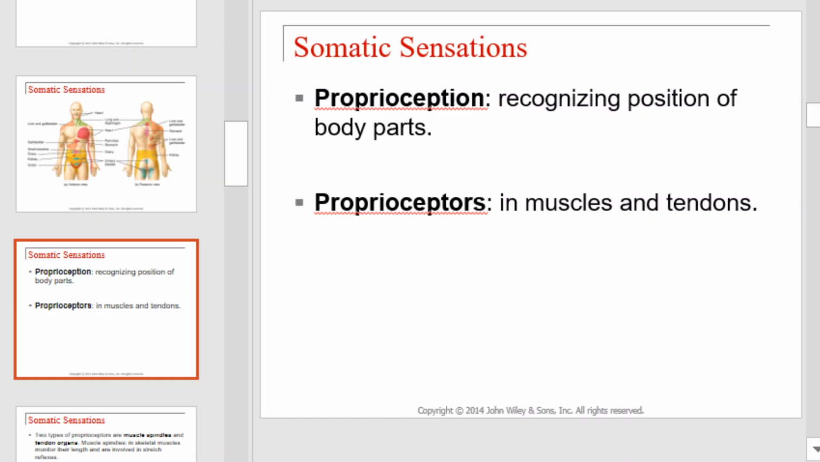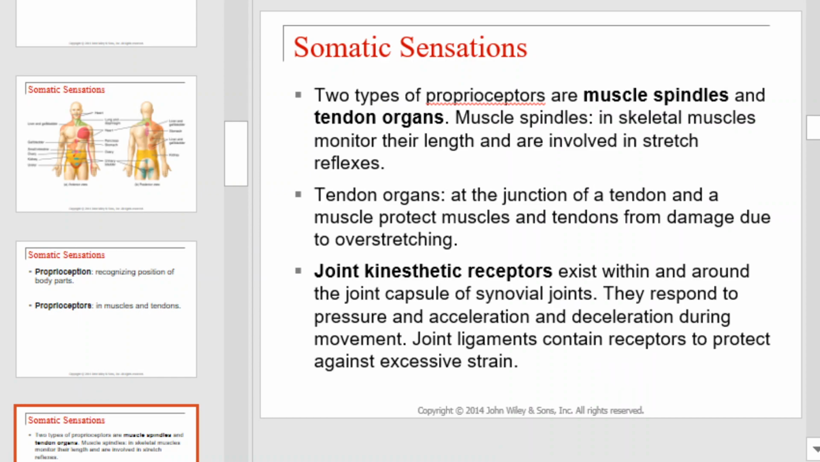Proprioception involves recognizing the position of body parts. Proprioceptors are found in muscles and tendons. There are two types of proprioceptors. They are muscle spindles and tendon organs. Muscle spindles in skeletal muscles monitor their length and are involved in stretch reflexes. Tendon organs are found at the junction of a tendon and a muscle and protect muscles and tendons from damage due to overstretching.